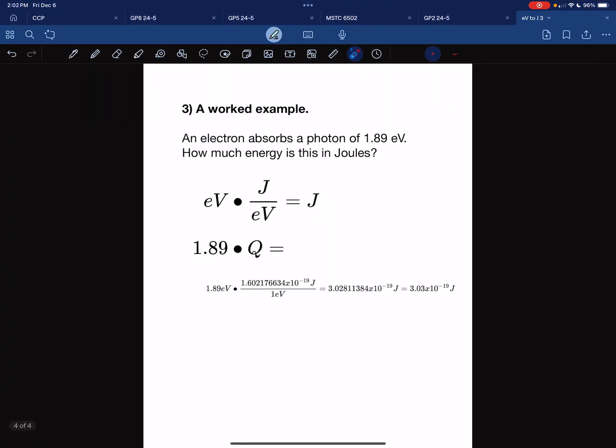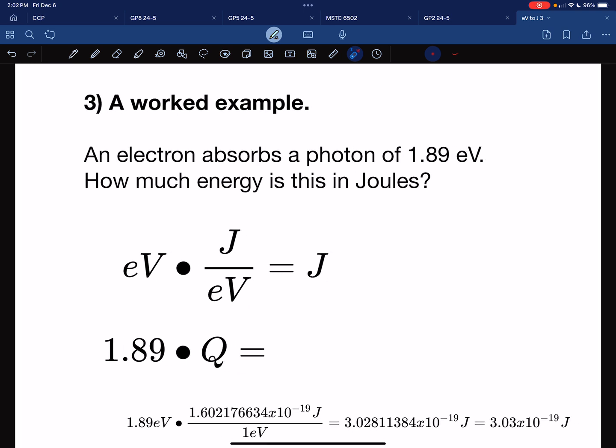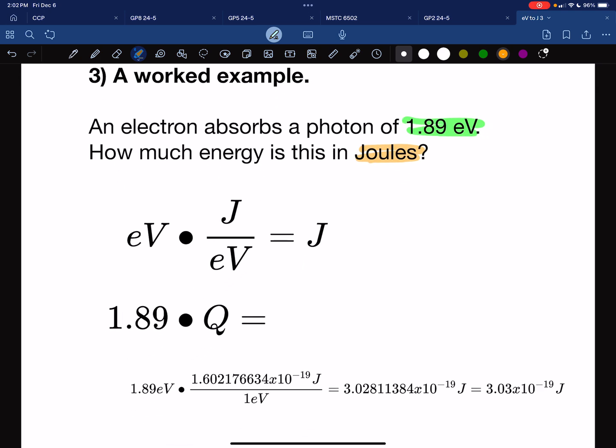So now we've stored that conversion factor, and now let's get to our worked example. So we have an electron absorbing a photon of 1.89 eV. And we want to know how much energy that is in joules. So we're going to start out with our unit analysis. We're given a certain number of eV, but our answer needs to be in joules. So we need to multiply by a factor that the units will cancel, and we'll end up with joules. So you can clearly see what we want is joules per eV, because then the eVs will cancel, because eV divided by eV is 1, and so we'll have joules equal to joules.